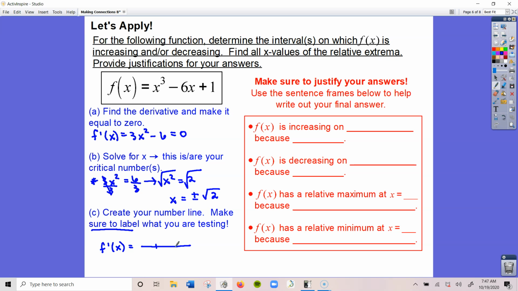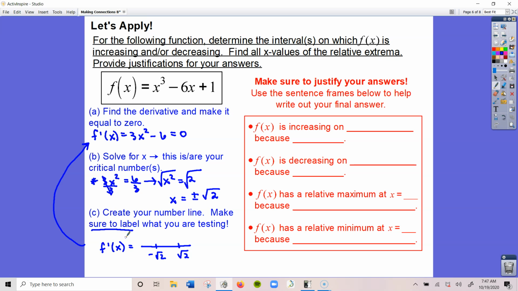And I'm going to put both of my critical numbers here. So negative square root of 2 and the positive square root of 2. Now, although I don't know my square root of 2, I know that it's 1 point something. So when I'm picking test values, I choose values that are either less or greater than this 1 point whatever. So let's say I want to test the left side of negative square root of 2. I'm going to plug in negative 2 into the derivative.